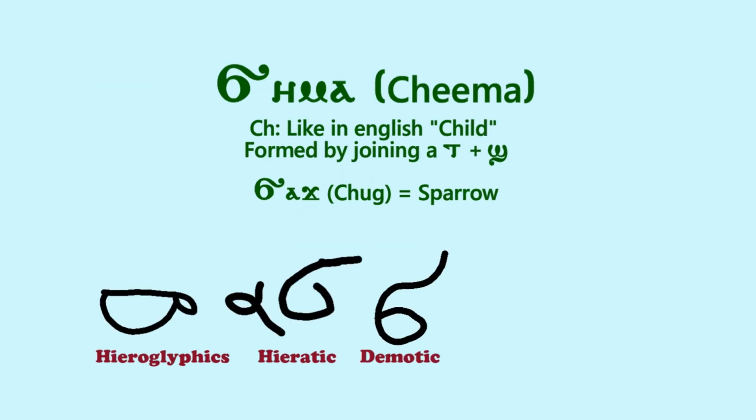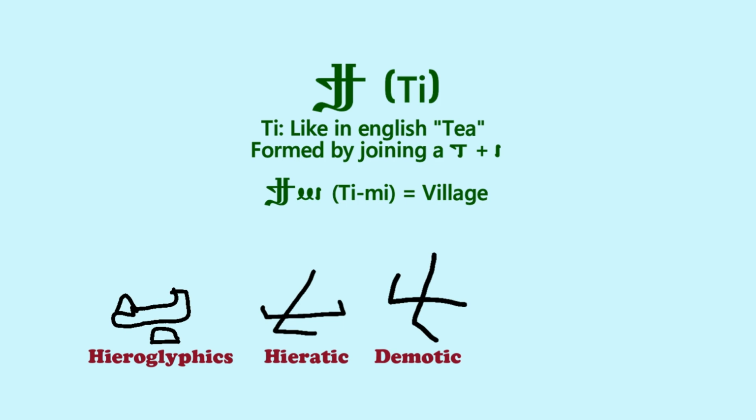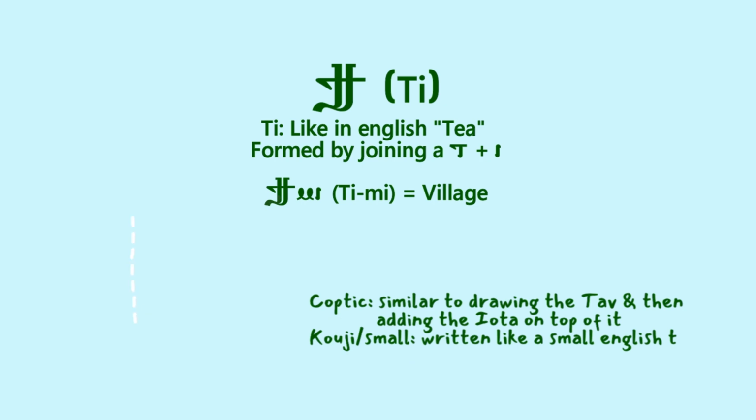We have the second to last letter, which is chima, and this basically is a tav plus a shai. So like in the English word child, we have the ch sound. The Coptic word for that is chug, which means sparrow. Now we have the last letter, which is ti, and this letter is going to be like in the English word tea, because it's basically formed by having the tav and the iota, join them together to get the ti sound, like in the Coptic word Timi, which means village. Timi. Okay, now we have all of the Coptic alphabet.